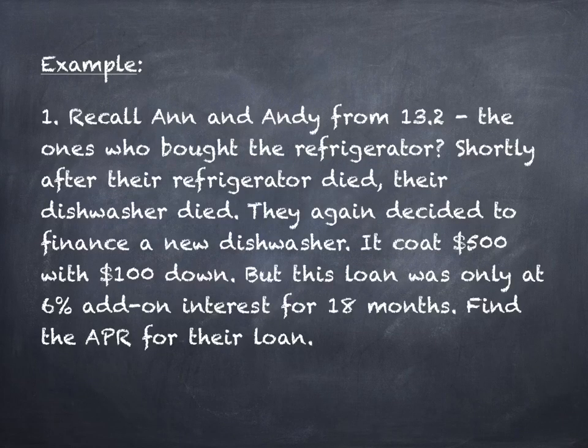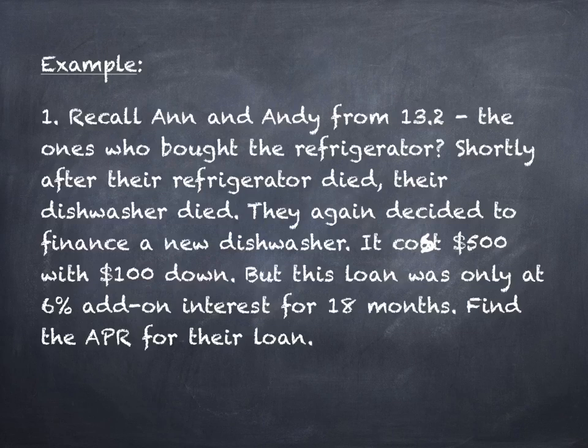First, do you remember Ann and Andy? After their refrigerator died, their dishwasher died, and so they decided they're going to repeat the process. I know, it's crazy. Maybe it got a mouse in it. So their dishwasher died, and they decided to finance a new dishwasher, but it's a different company or a different loan, so we've got some different conditions this time. The dishwasher cost $500 with a $100 down payment. The loan is 6% add-on interest for 18 months, and we're going to find the APR for the loan.